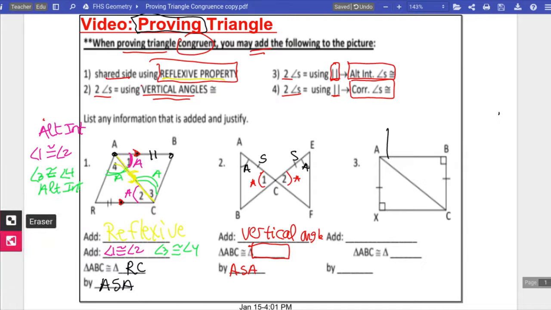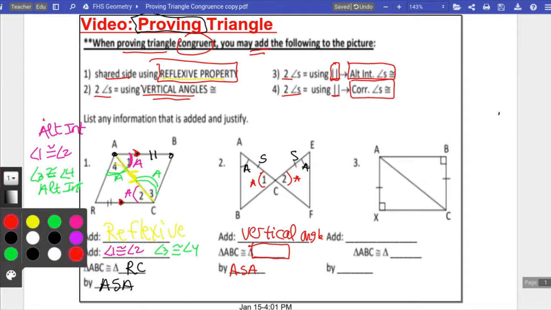And then I have another one here. Let me erase this line. All right. For number 3, what should I add? Let's see. It looks like they already gave me a side, right? Oh, I know what I'm going to add, ladies and gentlemen. If you look, aren't they sharing a side? So I'm going to add the reflexive, that they are sharing a side.